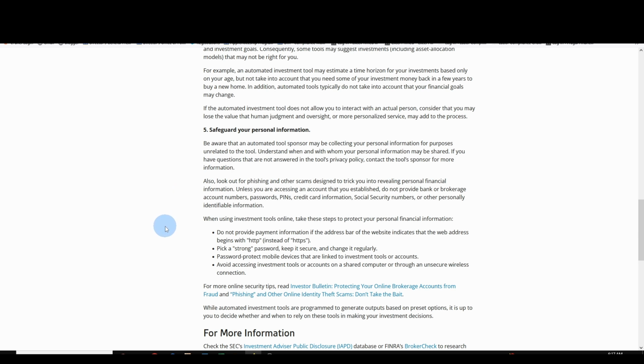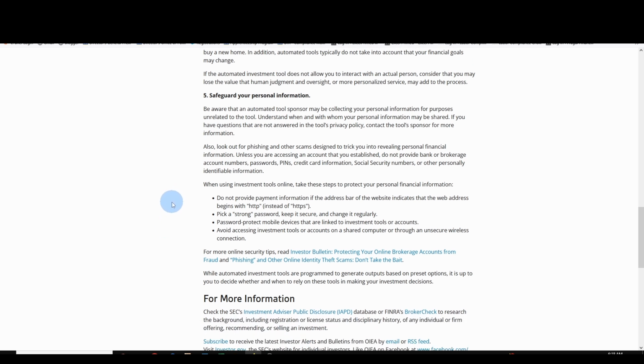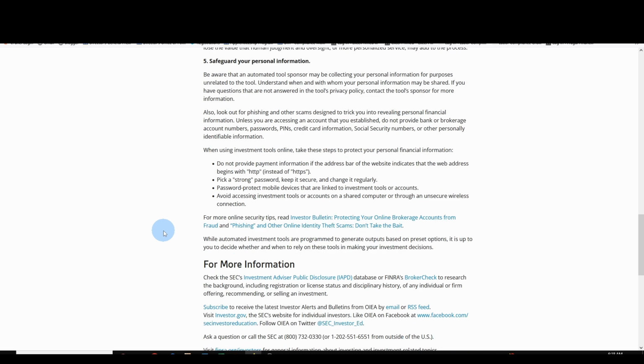When using investment tools online, take these steps to protect your personal financial information. Do not provide payment information if the address bar of the website indicates that the web address begins with HTTP instead of HTTPS. Pick a strong password, keep it secure, and change it regularly. Password protect mobile devices that are linked to investment tools or accounts. Avoid accessing investment tools or accounts on a shared computer or through an unsecured wireless connection. For more online security tips, read Investor Bulletin: Protecting Your Online Brokerage Account from Fraud.